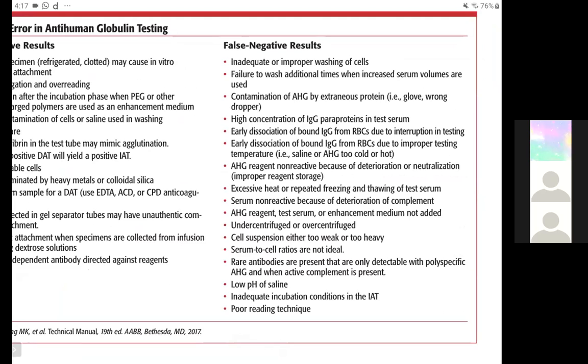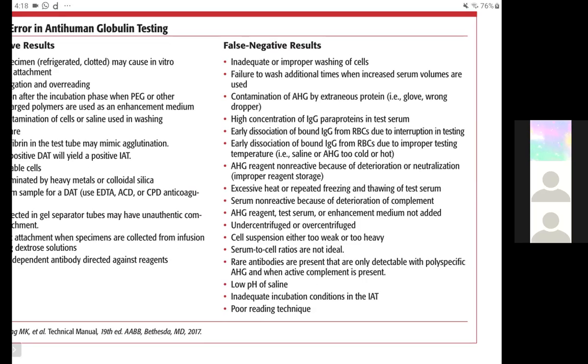occur if you do not wash the cells properly with saline, or if there is a failure to wash three times. Three times is a must minimum, and you can even increase that beyond three times. Then contamination of the AHG by extraneous proteins, for example, from a glove or the wrong dropper. If wrong droppers are used, there can be contamination of the AHG.